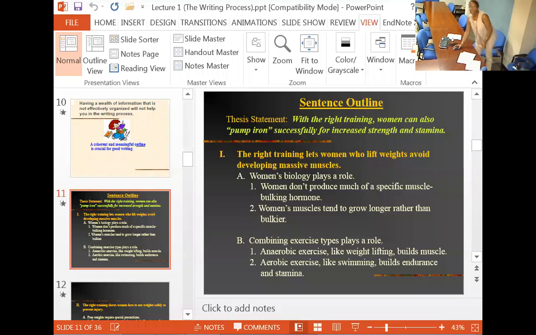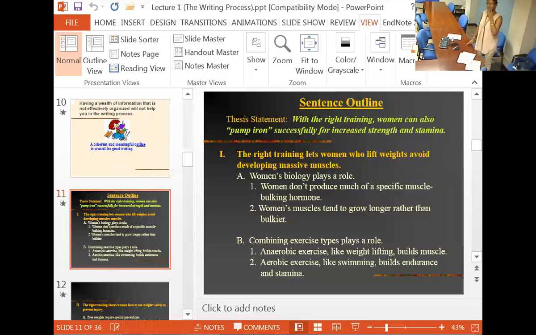Okay. Alright, so it says here, this is now our first paragraph. The right training lets women who lift weights avoid developing massive muscles. And then it goes on to list the things that are to be considered there. For example, women's biology plays a role in this. Next, companion exercise types play a role in this. And so you can see how, if you are able to organize your thoughts, so imagine that we're taking this from the web, then you can have a coherent essay moving from one paragraph to the next, to the next.